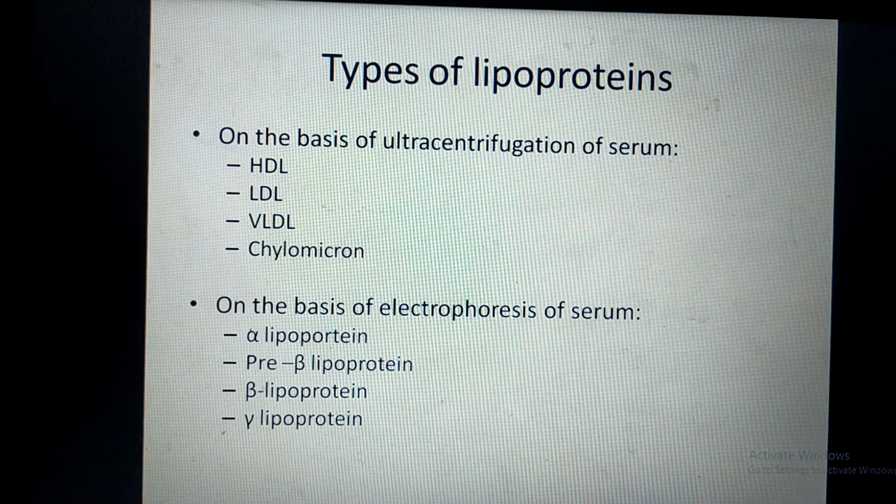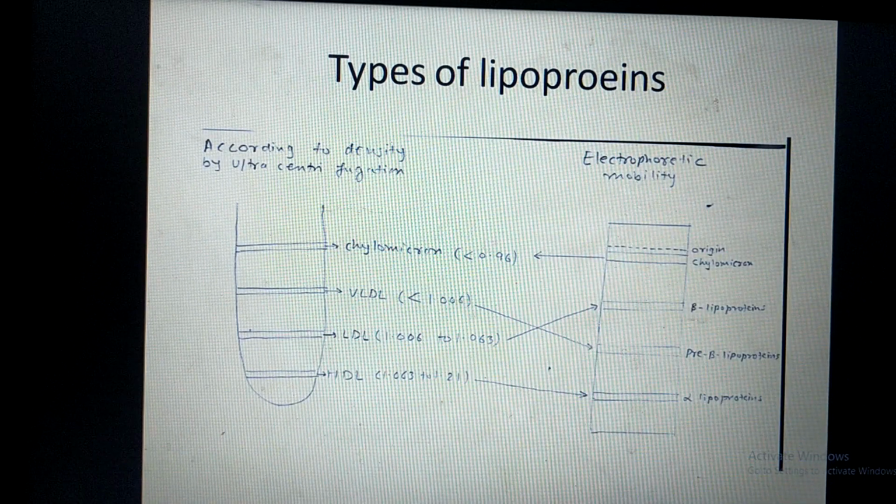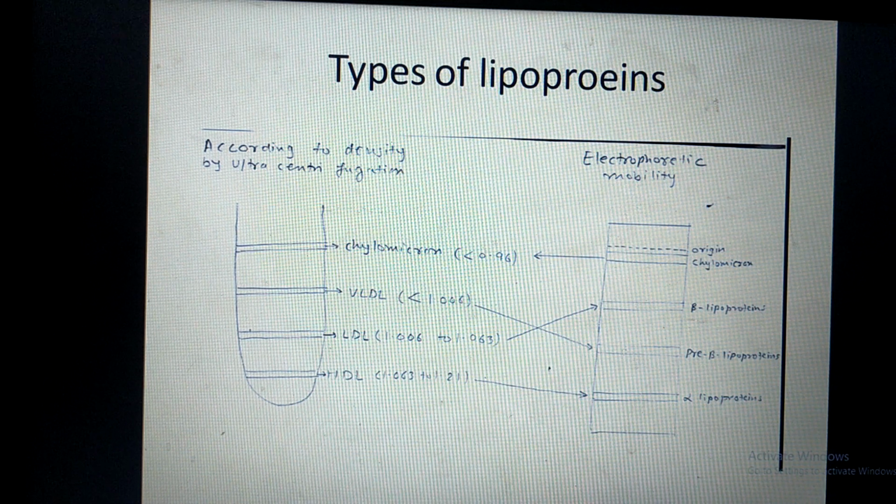Now we will see the types of lipoproteins. The lipoproteins are classified in two ways. First, depending upon centrifugation, and second, according to their mobility on electrophoresis. On the left side, I have shown you the test tube in which four different bands of lipoproteins are separated if we centrifuge a serum.